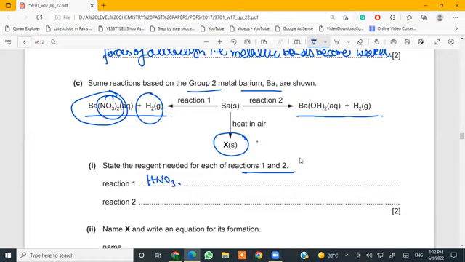Okay. Reaction 2. What's happening in reaction 2? Barium is going to barium hydroxide and hydrogen. Now, this was also a reaction from inorganic chemistry. When you add in water, it will give you barium hydroxide and hydrogen, because reactive metals, when they react with water, also liberate hydrogen. So this is water.